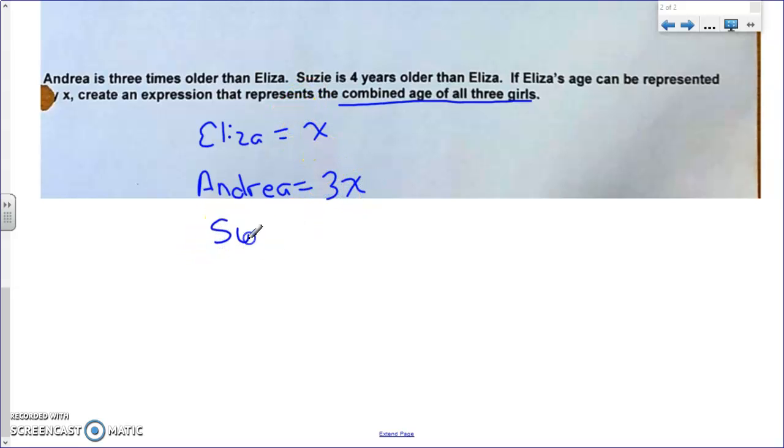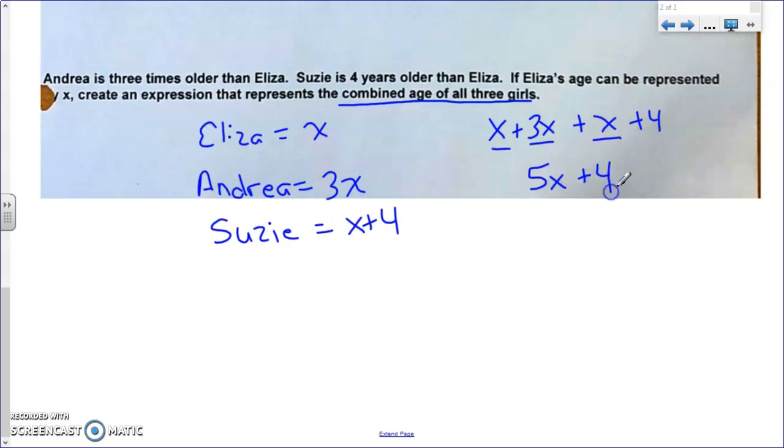Then we have Susie. She's 4 years older than Eliza. So we have to go back up here. Eliza's x, 4 years older, would be x plus 4. Now we want to know the combined age. So that would be x plus 3x plus x plus 4. 3 plus 1 is 4, plus 1 is 5, plus 4. So the girls' combined age is 5x plus 4.